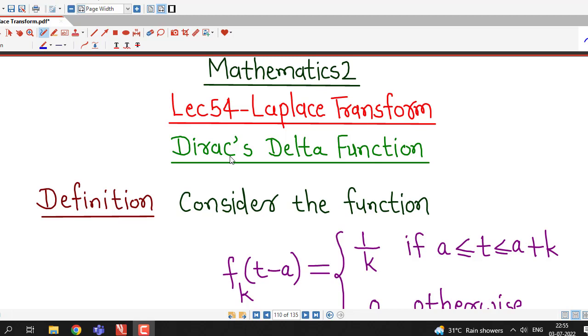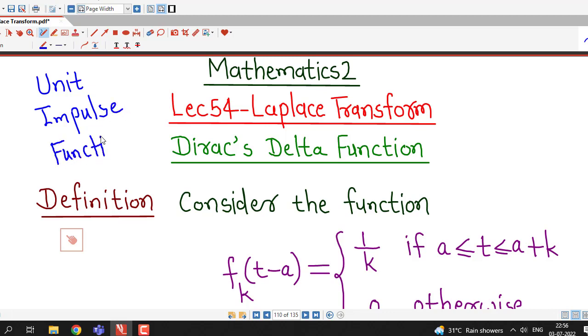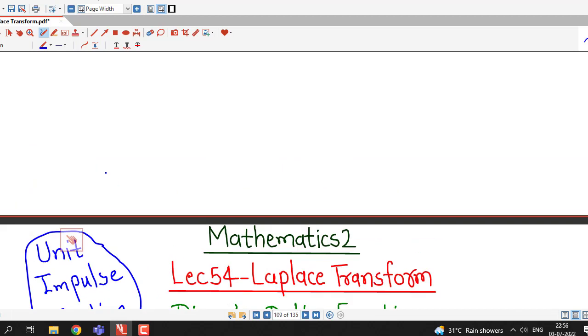In this lecture we will talk about Dirac's delta function, and this function is also known as unit impulse function. We will define what is Dirac delta function in this lecture, and we will talk about Laplace transform of Dirac delta function. So remember this also. Dirac delta function is sometimes known as unit impulse function also. So first we discuss how we can define Dirac delta function.